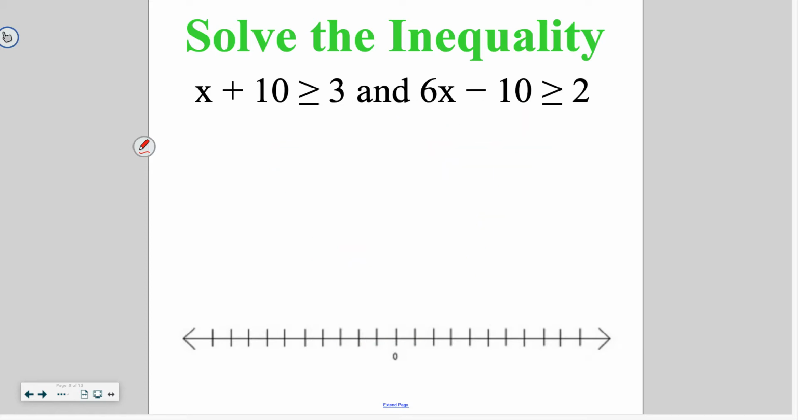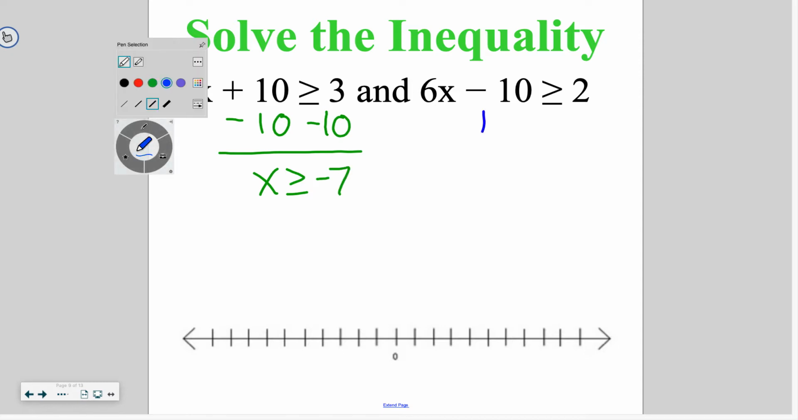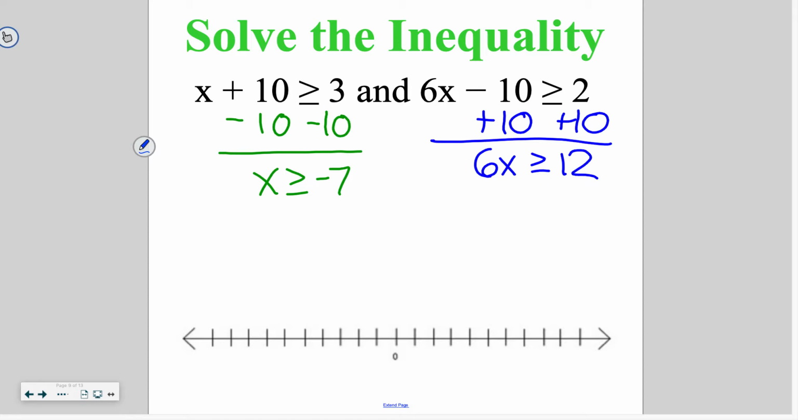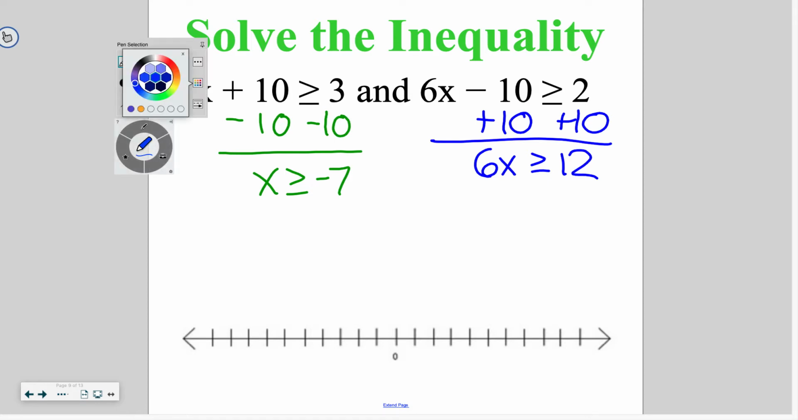You might also see and inequalities written out with the actual word and. This is still solved the same way using those same steps. So for the first one, I'm going to subtract 10 from both sides, giving me x is greater than or equal to negative 7. And then for the second one, I'm going to start by adding 10 to both sides, giving me 6x is greater than or equal to 12. And then I'm going to finish by dividing by 6 on both sides, giving me x is greater than or equal to 2.